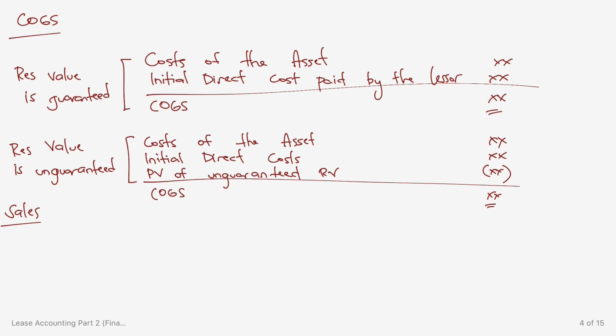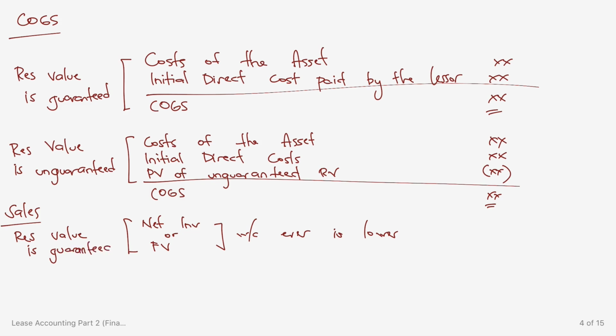Well, I said earlier, sales will be equal to the net investment plus what? I mean, or what? Or fair value, whichever is lower. But this computation of sales will only be valid, once again, if and only if the residual value is guaranteed. So, pang-guaranteed residual value lang po yan, ha?